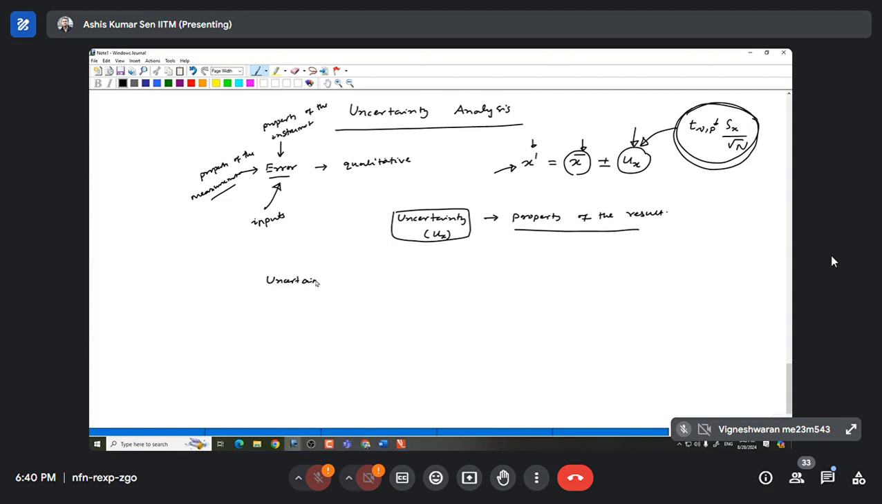Okay, so when you talk about uncertainty, there are two things that we talk about. First is design stage uncertainty, and then uncertainty of data.